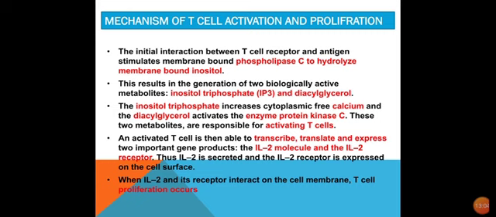An activated T cell is then able to transcribe, translate, and express two important gene products, the interleukin 2 molecule and the interleukin 2 receptor. Thus, interleukin 2 is secreted, and the interleukin 2 receptor is expressed on the cell surface. When interleukin 2 and its receptor interact on the cell membrane, T cell proliferation occurs.